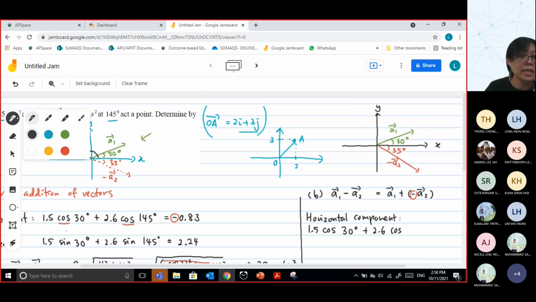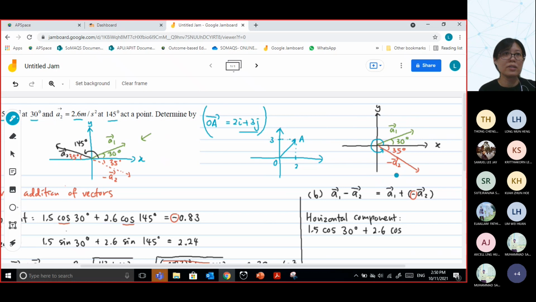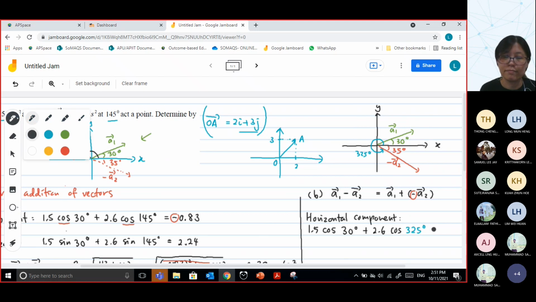But remember, if I'm using the horizontal component, I can always measure from the positive x-axis. So that means 360 minus 35, which will be 325, the angle. So cos 325. Okay, calculate for the answer.